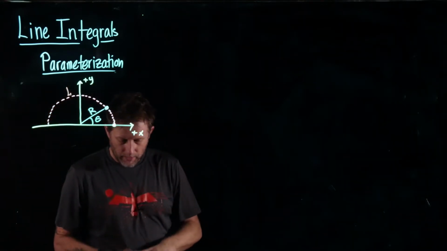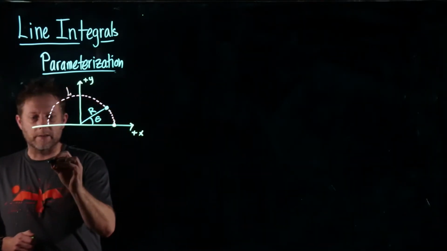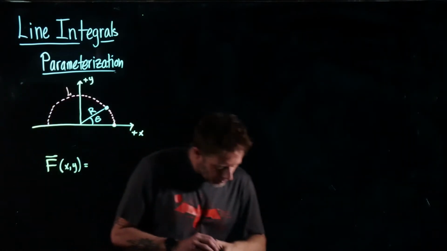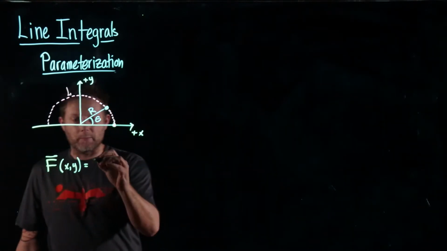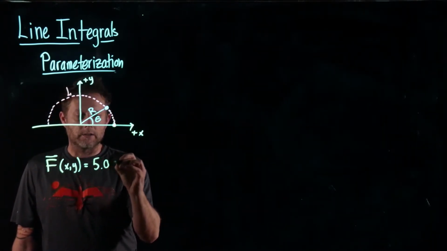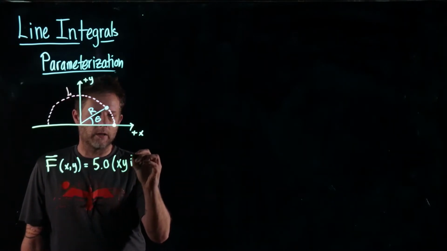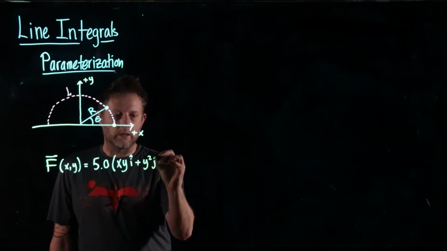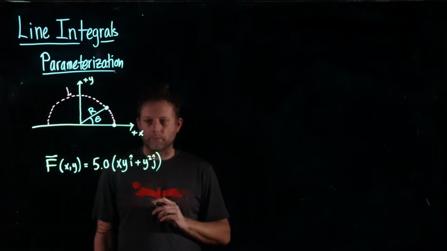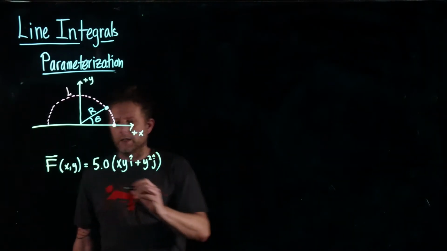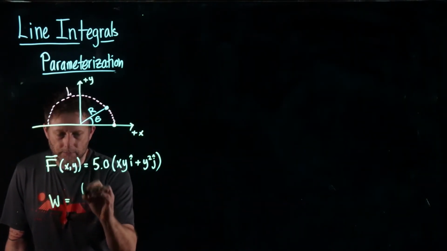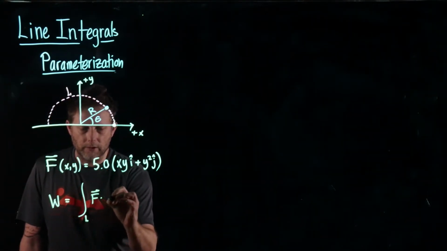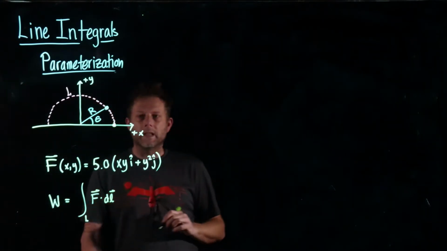L. Okay. So we're going to calculate the work done. In this case, the force is given as a function of x and y. It was the force we had before in the other examples as well. So it's 5xy along the x direction plus y squared in the y direction. Okay, so that's our force. The work done is the line integral along this curve L. The force dotted with the infinitesimal line segments.